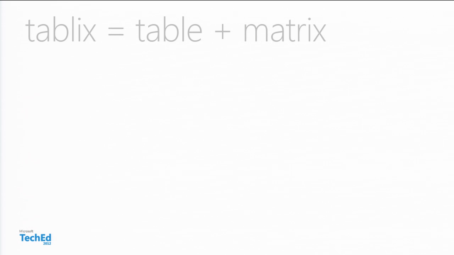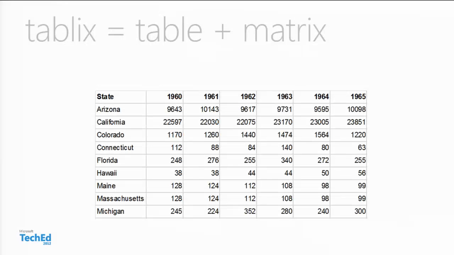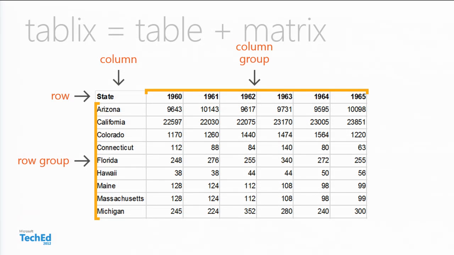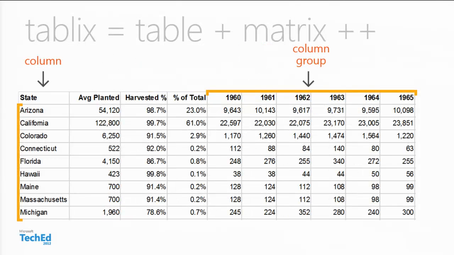If you start with a table and decide you need a matrix, you add column groups, and you've just created a matrix. So here's a basic matrix, which some people may call a crosstab. We've got rows and row groups just like the table, but we've also got column groups. Here's a column group on year, and it repeats for each year in the data set. But the really powerful thing about a tablix is that it doesn't have to be a pure table or a pure matrix.